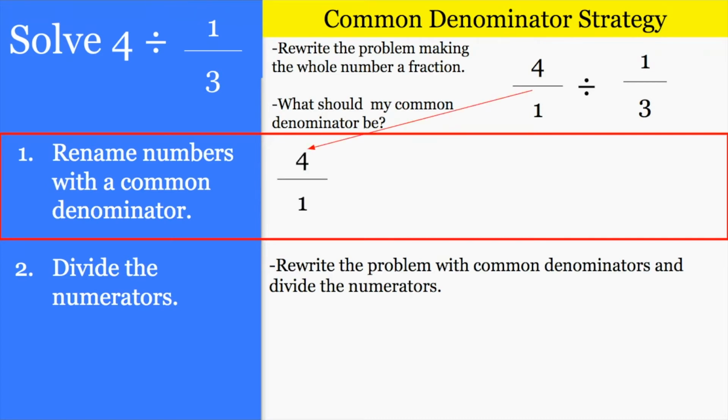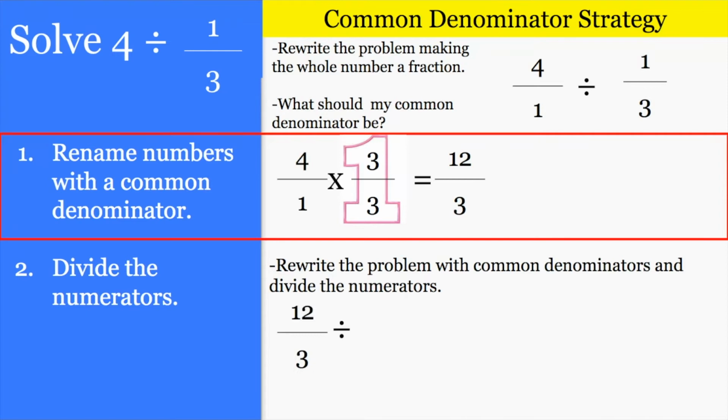So let's do that. Let's take 4 over 1 and multiply it by a fraction equal to 1. Now, there are many fractions equal to 1, but I want one that's going to help me get a 3 as the denominator. So I'm going to choose 3/3. And 4 over 1 times 3/3 is equal to 12/3. Now, before I move to step 2, I'm going to rewrite the problem.